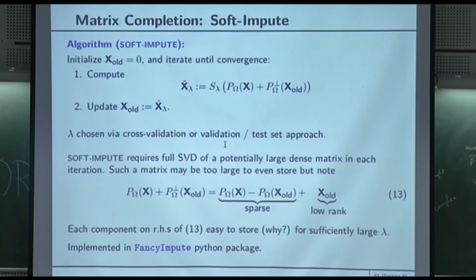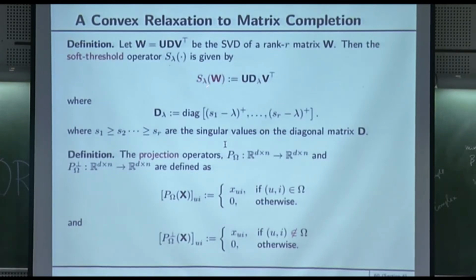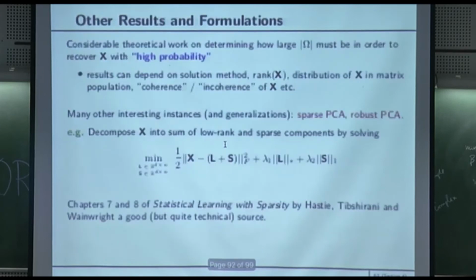The soft impute requires a full SVD of a potentially large dense matrix in each iteration. Such a matrix may be too large even to store, but then you can use sparsity and low rankedness to handle these matrices. So basically, I'll show you the result in a moment. Essentially what you do is take the SVD of the matrix, then you shrink the matrix just like you would do in a lasso, and repeat the whole story.